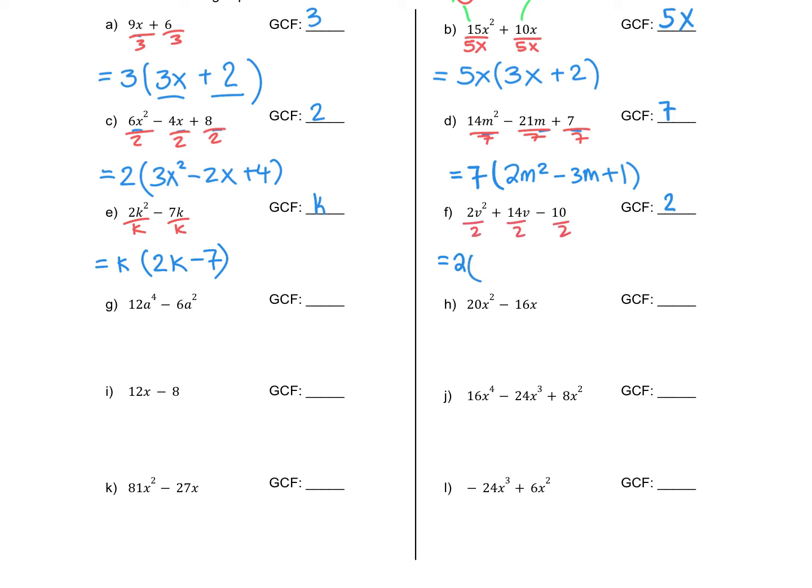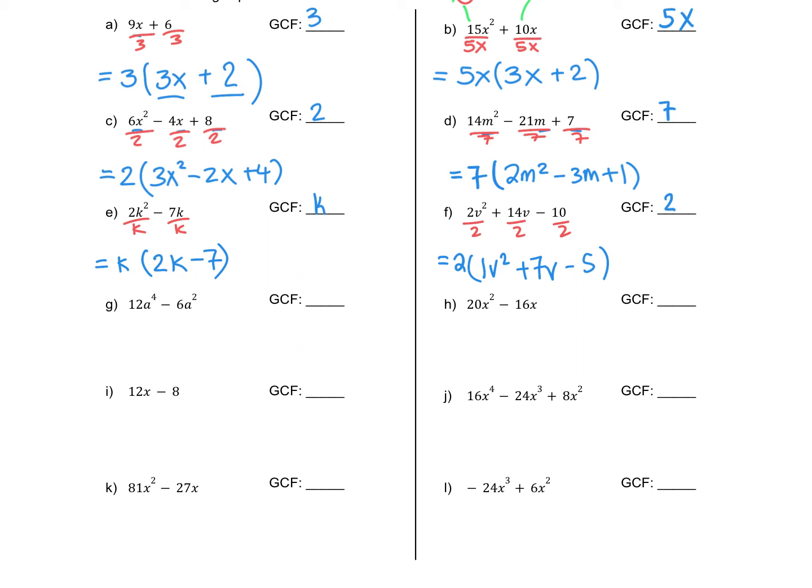I'm going to open up my bracket. 2 divided by 2 is 1, and then v squared. You could also just write this as v squared, which is what I probably would do. 14 divided by 2 is 7, and then the v stays. And negative 10 divided by 2 is negative 5. And there it is.